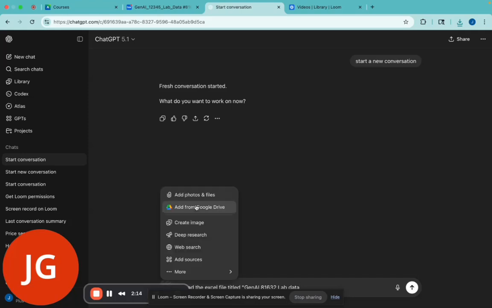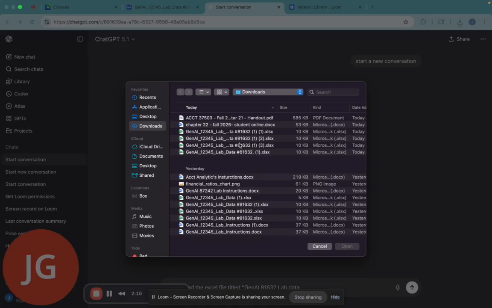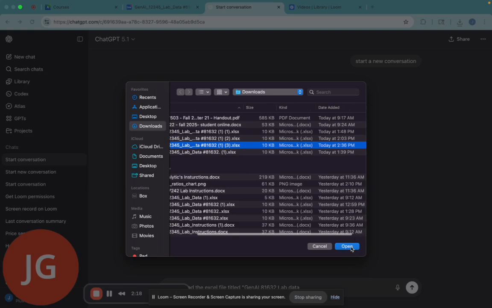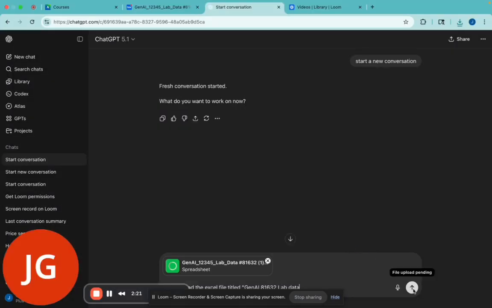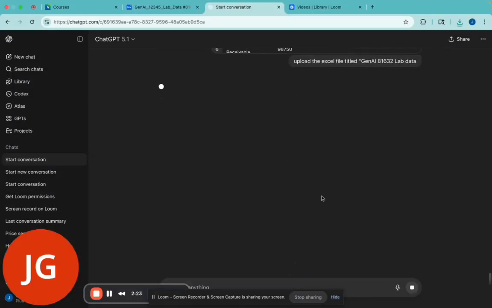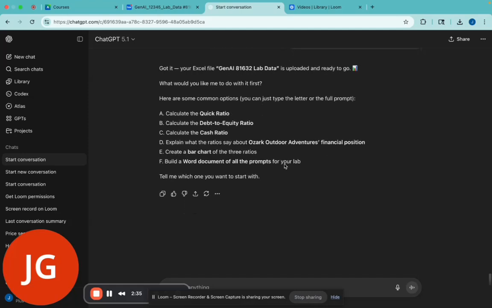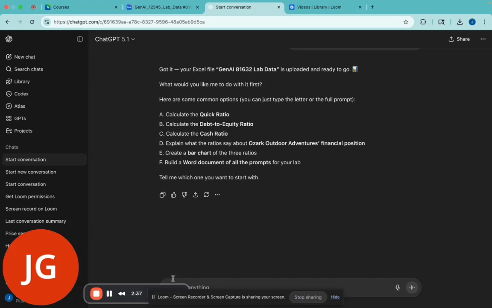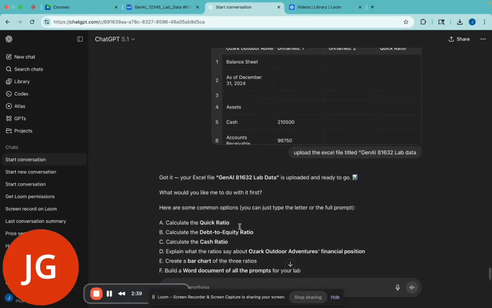And then I'm going to click this plus button, upload photos and files. Here we go. Sometimes it might ask you to upload the file again. That's okay. We'll just do the same procedure we did 2 seconds ago. And sometimes it takes Chat a second to upload. All right, so now your Excel file has already been uploaded, ready to go.